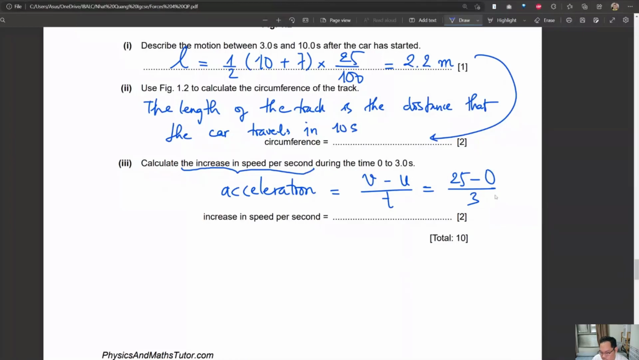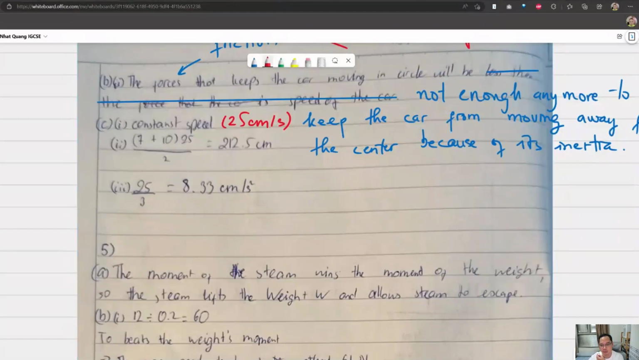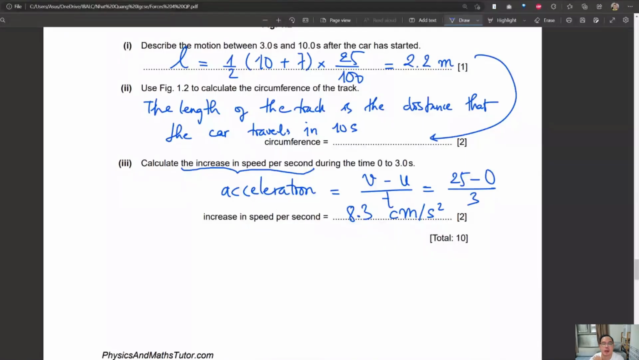Okay, and the result must be rounded to 2 significant figures, which is 8.3, and don't forget the unit, meter per second square. Okay. Yeah, centimeter per second square. Good job.